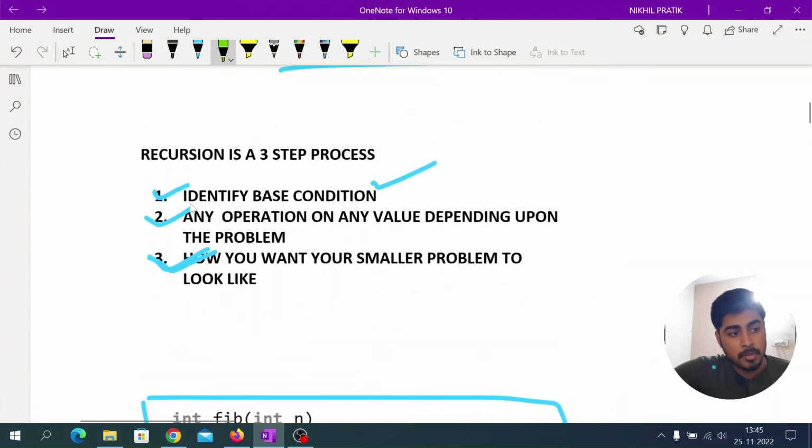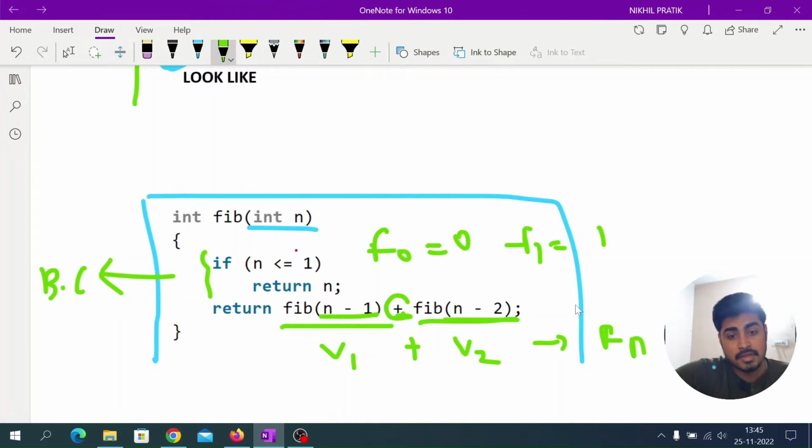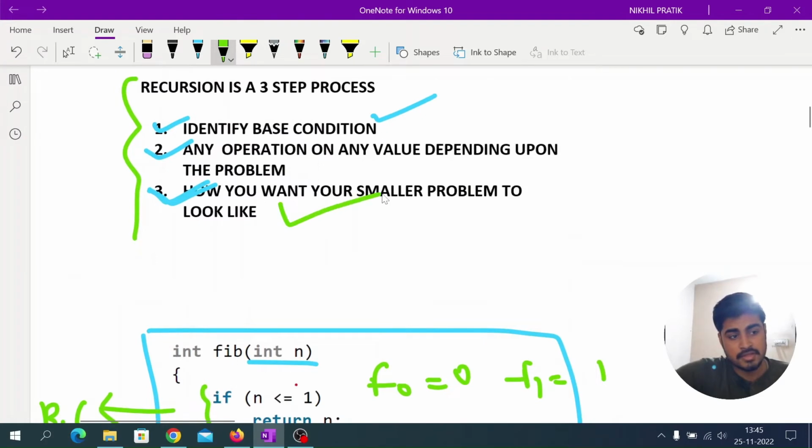And if I talk about these three approaches, where and how they are used, you can see here this is the base condition, right? This is the base condition, and this is the operation, right? This plus sign indicates the operation. And then these are the two things that are the sub problems that we are dividing into, which justifies statement number 3.